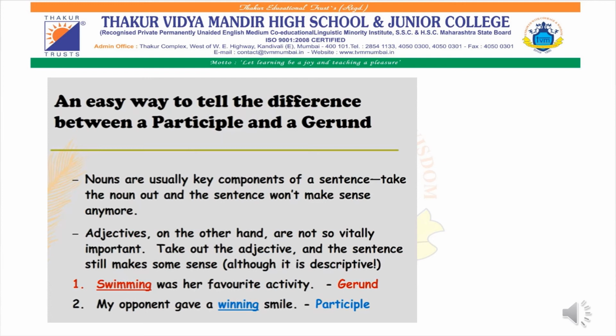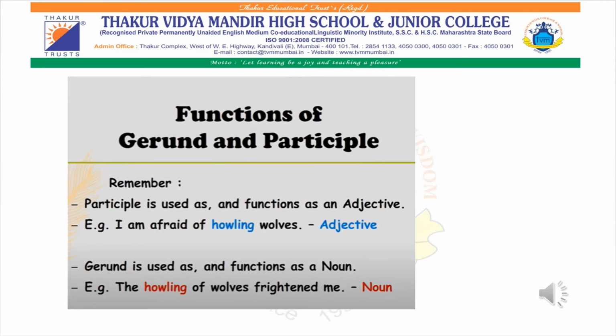We see that the work of a participle is as an adjective, a verbal adjective. So even if you remove that adjective, that sentence still makes sense. But in a gerund, if we remove that noun, we see that that particular sentence won't make sense at all. I hope you all understood the difference between gerund and participle. Now we shall study the function of gerund and participle. As I mentioned earlier, participles work as a verbal adjective while gerund functions as a noun.